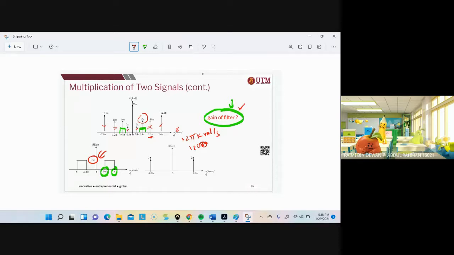Then in the end, this is your output. Once you filter, you only receive 10 pi here. You only receive 10 pi after the filtration. You only have 0.8, then you only have 10 pi of signals after the filters.